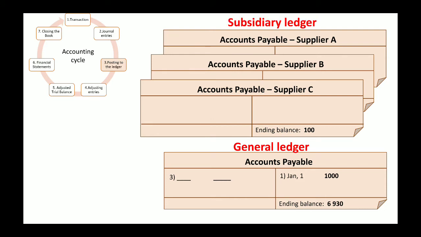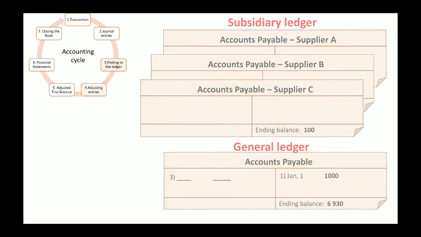The next step of accounting cycle is adjusting entries. Adjusting entries are made at the end of the period to correct accounts for deferrals and accruals. The main purpose is to match incomes and expenses. An adjusting entry always involves either income or expense account.